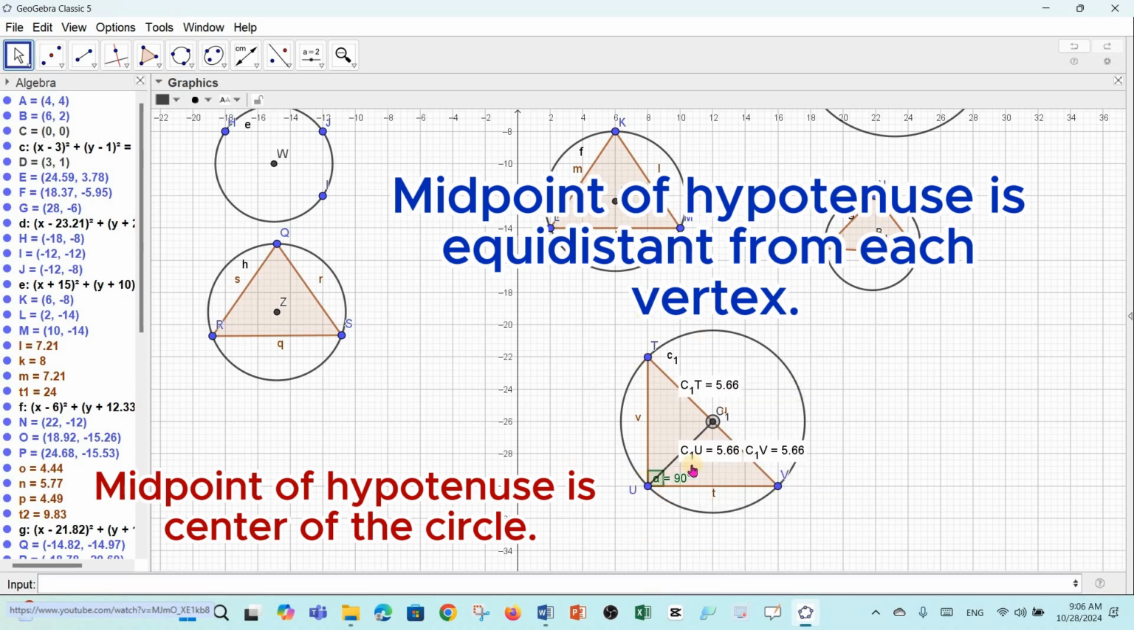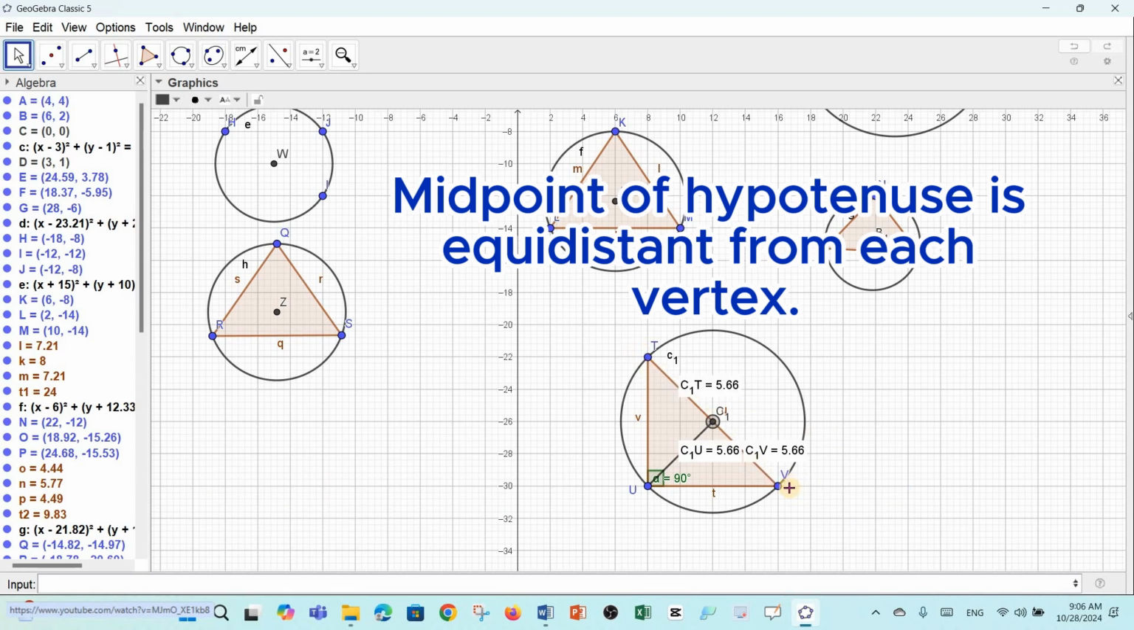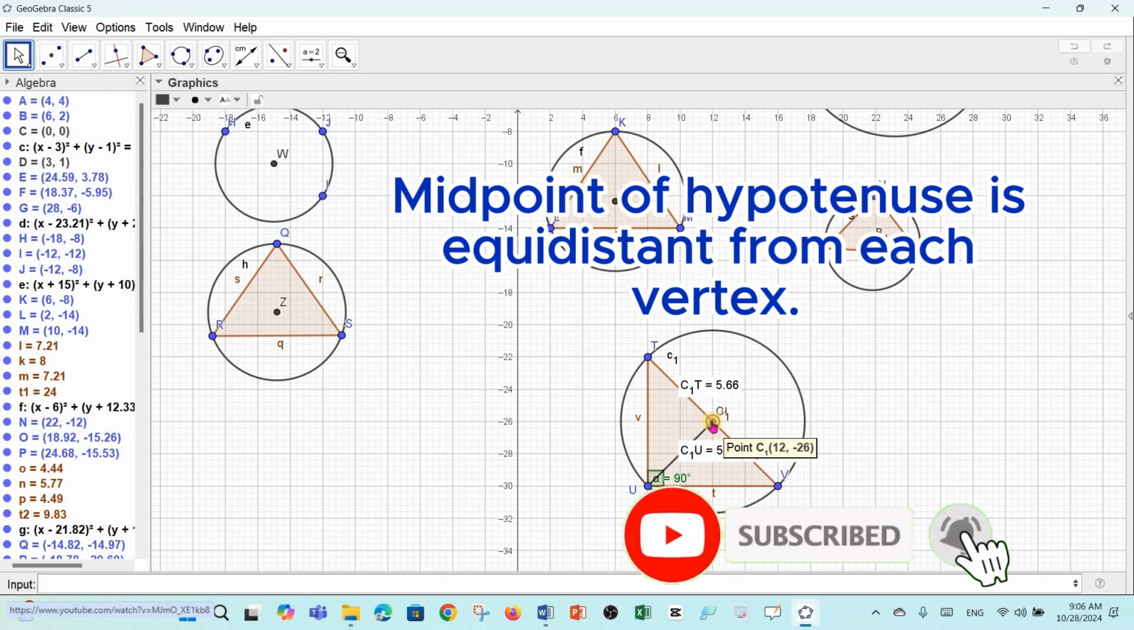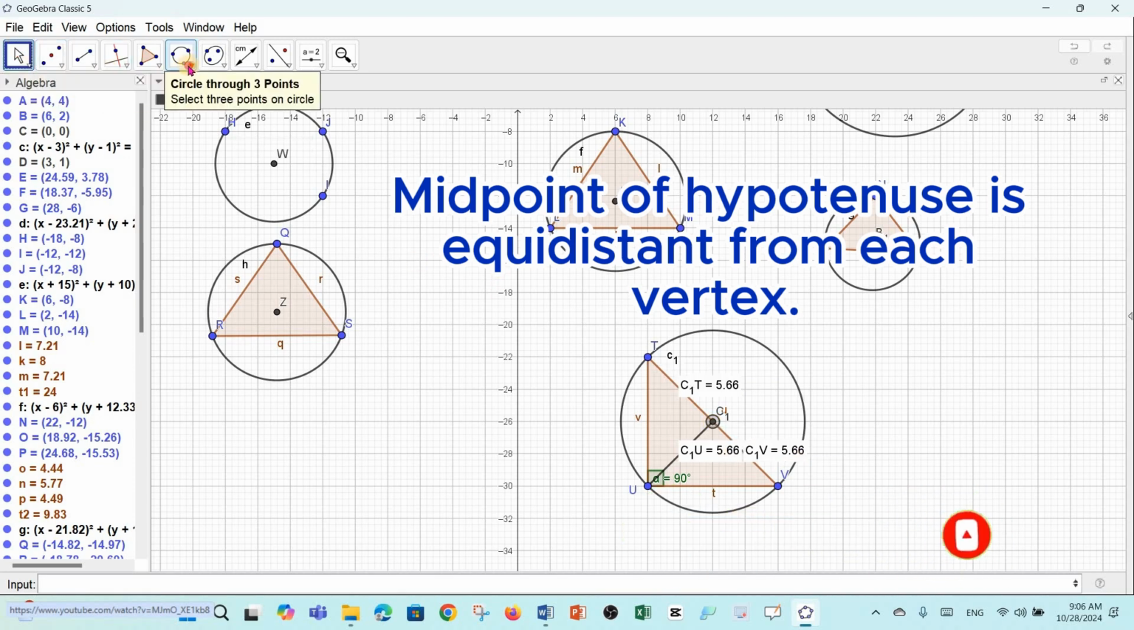And in a right angle triangle, taking the hypotenuse as diameter, we can draw a circle. That means the midpoint of the hypotenuse should be the center of the circle. Okay, from this tool we can draw a circle like this.